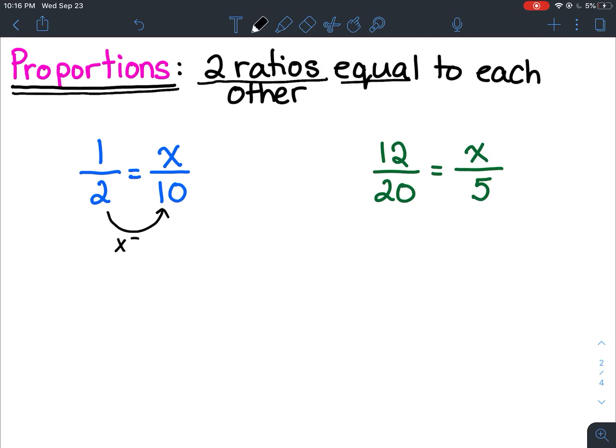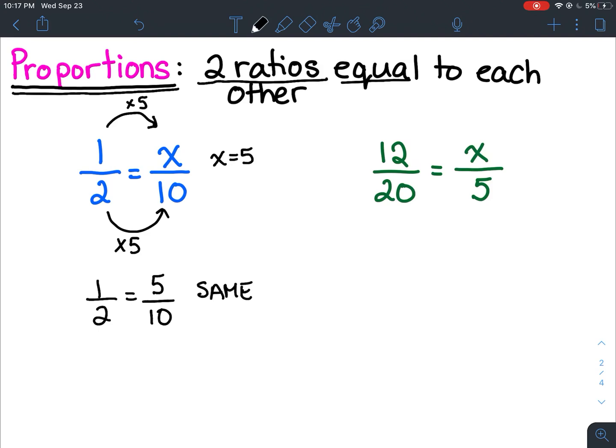I think it got multiplied by 5. 2 times 5 is 10. So therefore, I have to multiply this one by 5. So 1 times 5 would be 5. So now I know that x is equal to 5. Because I know 1/2 is equivalent to 5 over 10. They're the same ratio. They're called equivalent. And that's how you solve a proportion.